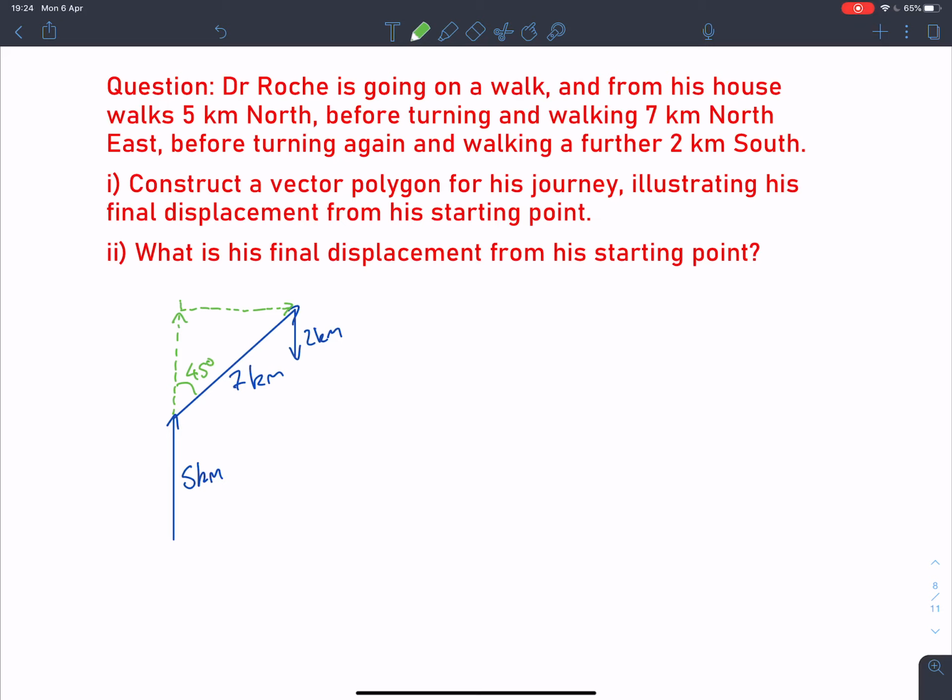So here, what are we going to have? This component here will be across the angle, so that's going to be 7 cos 45, which happens to equal 4.9 kilometres. This one here will be 7 sine 45, which also equals 4.9 kilometres. So now I've got this in a form that I can solve it.